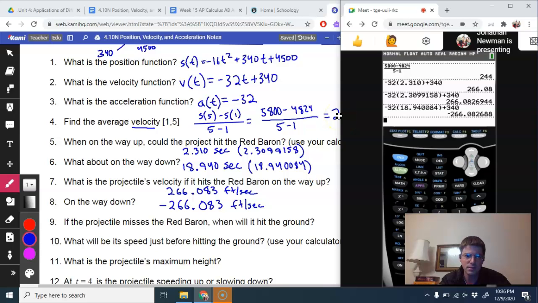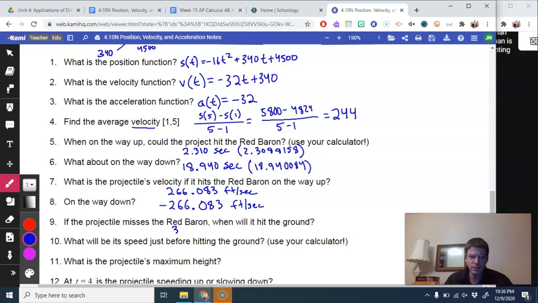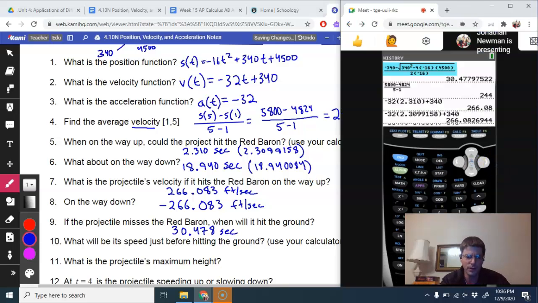All right, if the projectile misses the red baron, when will it hit the ground? Hey, we found that out a second ago, right? That was right up here. That was our solution to the quadratic equation. So let's write that down. That's 30.478 seconds.